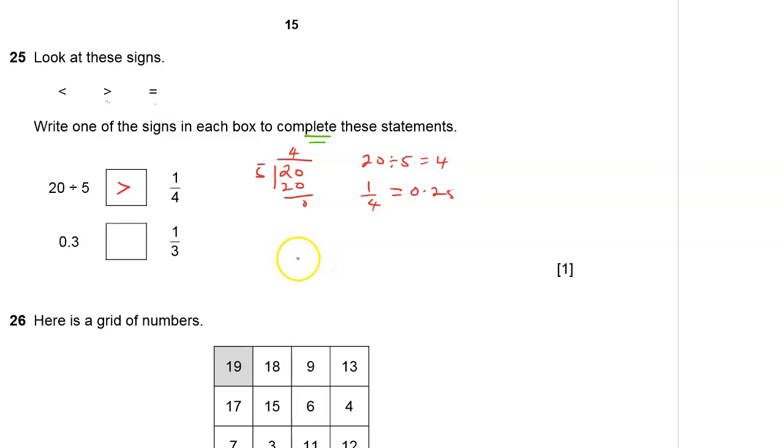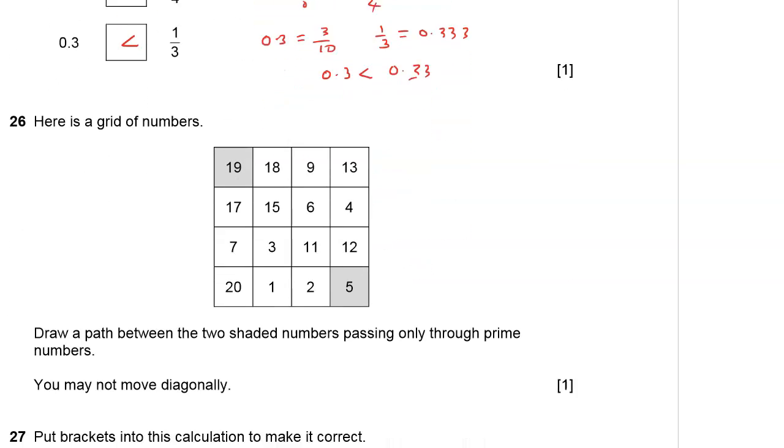0.3 and a third. 0.3 in fraction form is 3/10. A third in decimal point is 0.333, and basically 0.3 is less than 0.33. Therefore, we have the less than sign in that box.